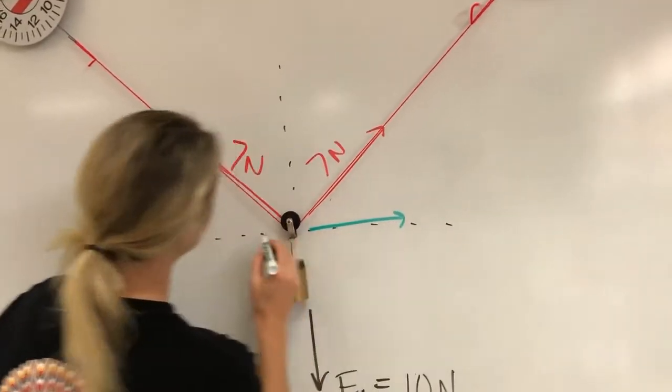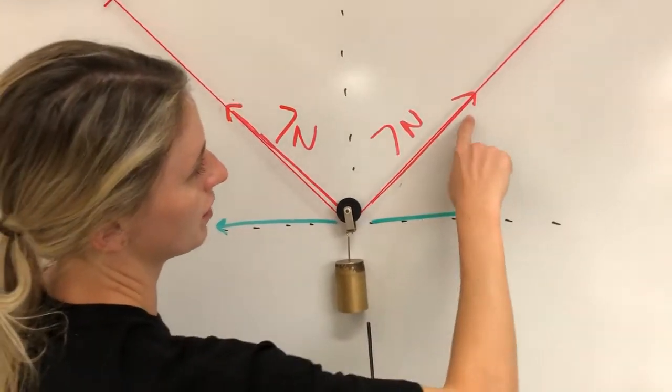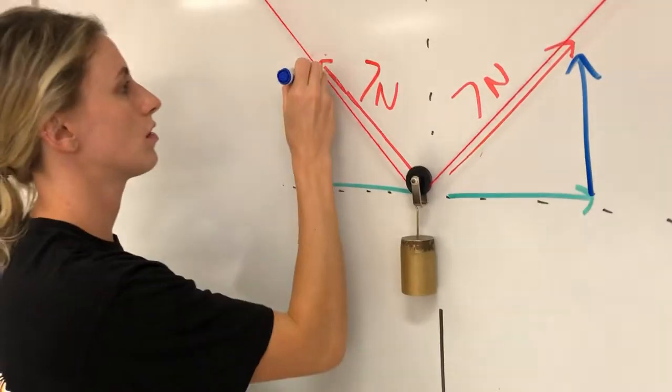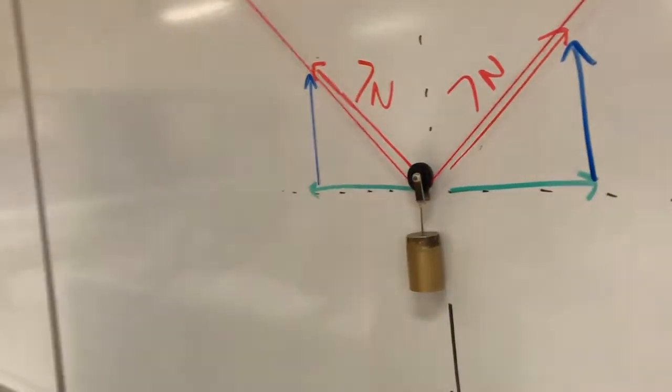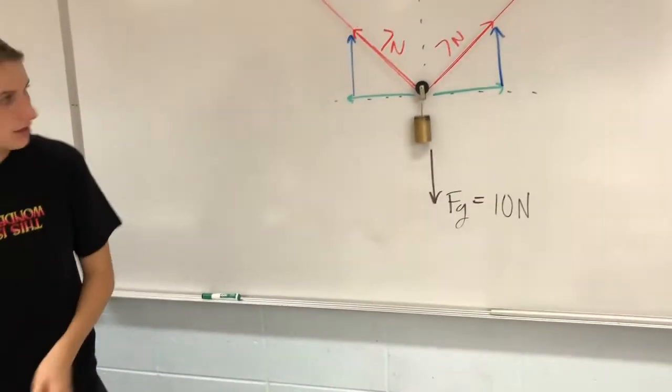So, let's go ahead and break this down into components. We've got the horizontal components of this vector right here, and then the vertical components. Now, where's the cancellation happening?